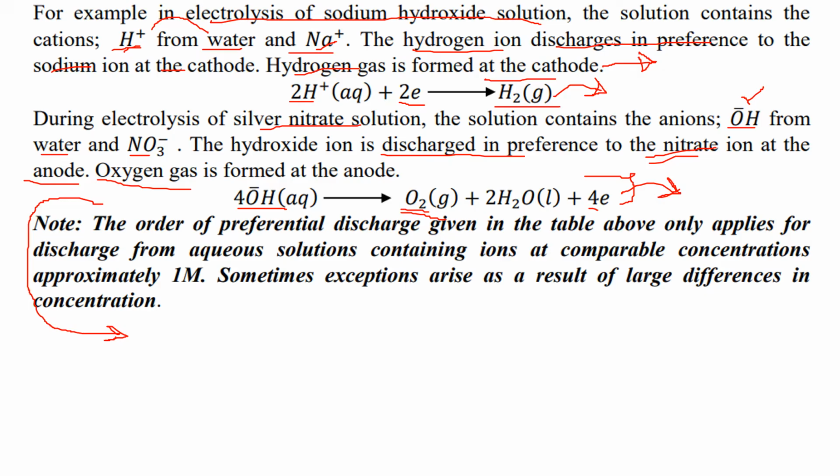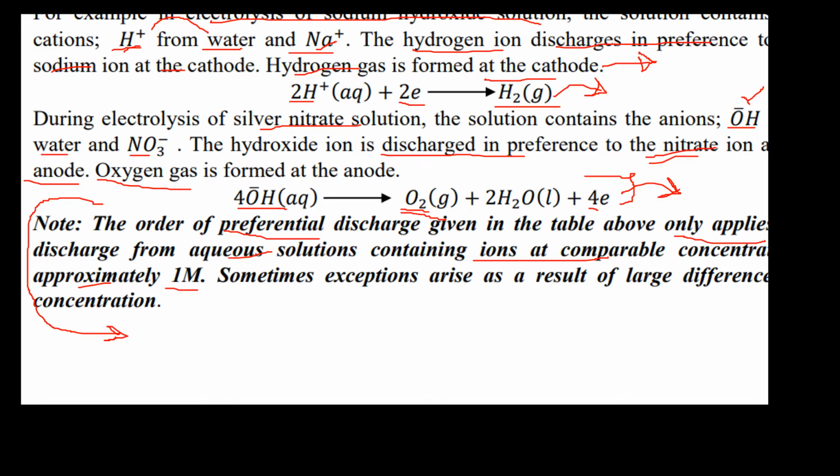So we are going to make the following note: the order of preferential discharge given in the table above only applies to discharge from aqueous solutions containing ions at comparable concentrations, probably about 1 molar. Sometimes exceptions arise as a result of large differences in concentration, as you're going to see in the elaborative examples, which will include the other factors mentioned. So the position of the ions in the electrochemical series, I hope, has been understood, because it has been fully detailed and explained.